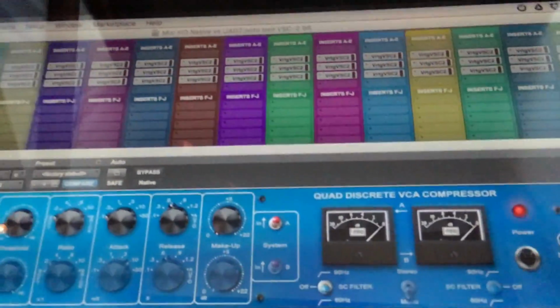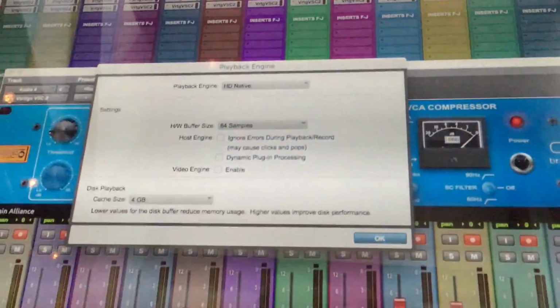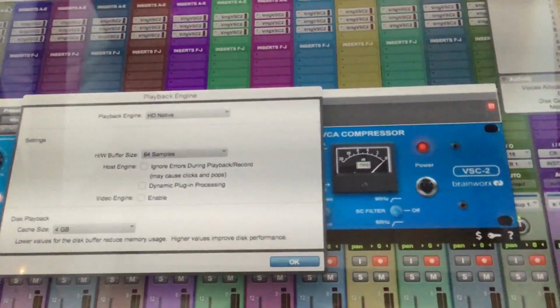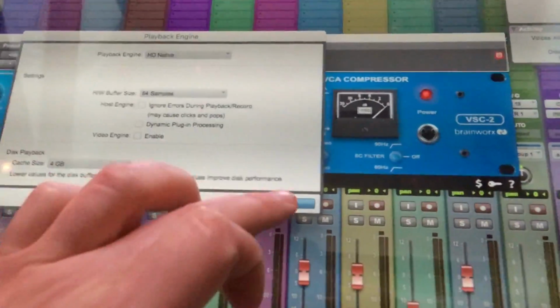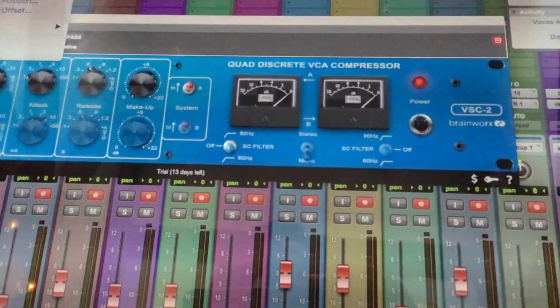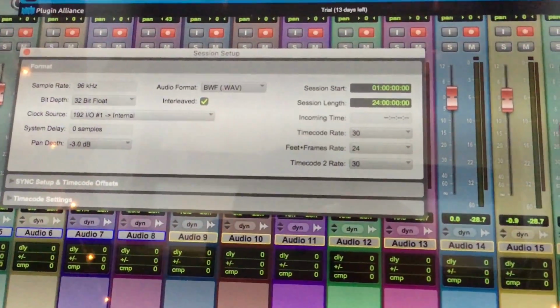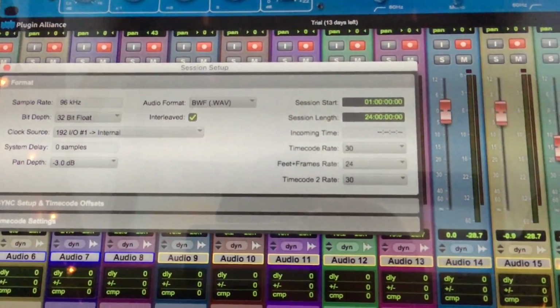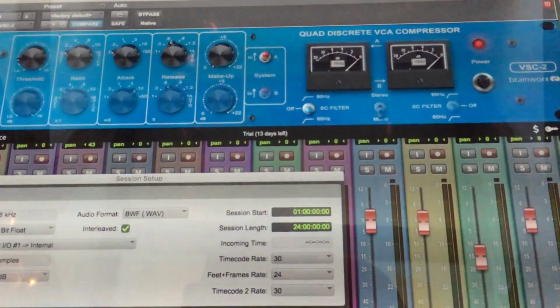I'm gonna stop playback now. You can see that it's at 64 samples. You can also see, if I go to setup, I always forget where that is, Window, Session Setup. Okay. You can see it's 96 kilohertz, 32-bit floating point. There you go. That's working.